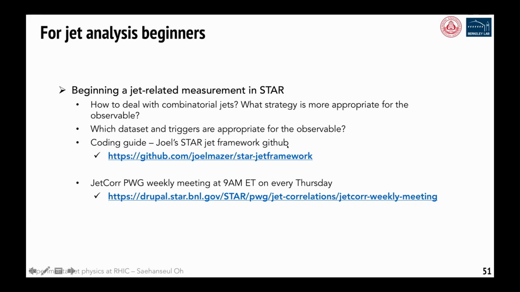Joel is working on jet shape in the Run 14 Gold data set, and he shared his code in this GitHub directory, so you can take a look at it. It's very well commented, and it's nicely dealing with the PicoDST files. So you can get some idea of how others are dealing with jets in reality. It uses the FastJet package, so you can start from his code. That's something that I can recommend.